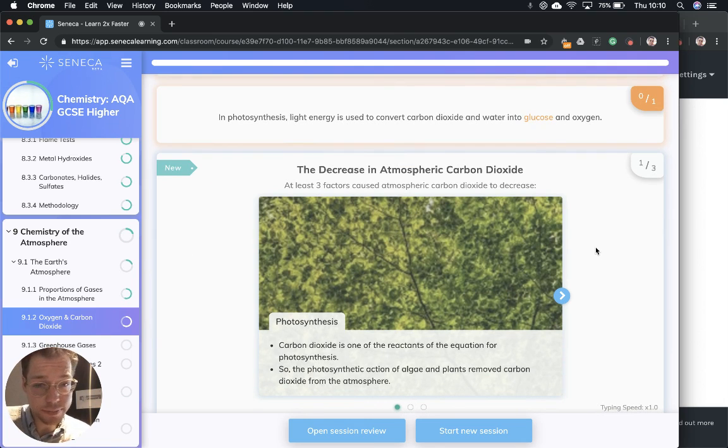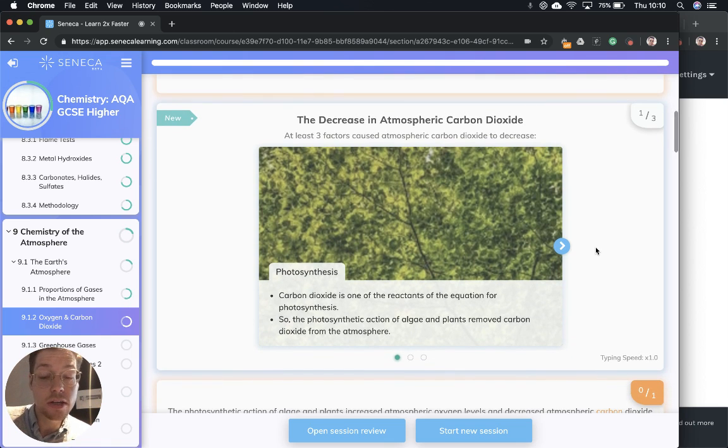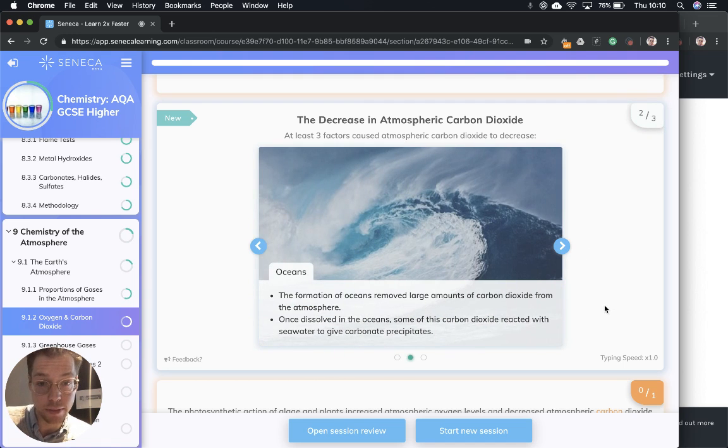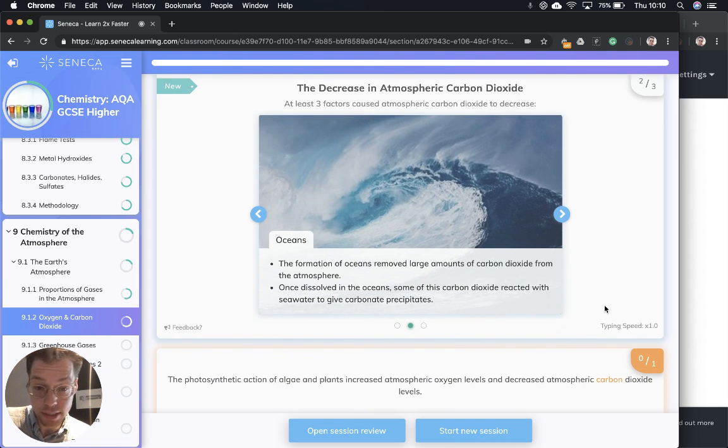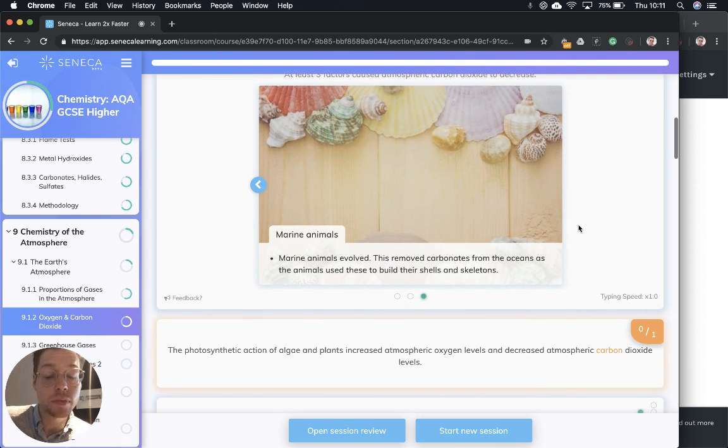What's going to decrease? Carbon dioxide, because that's one of the things that's used in photosynthesis. So the photosynthetic action of those cute little algae and plants removed carbon dioxide from the atmosphere. Now, the oceans also played a role, because as oceans started to form, large amounts of carbon dioxide were removed from the atmosphere. Okay, and some of that carbon dioxide reacted with seawater to give carbonate precipitates, and that forms sediment.